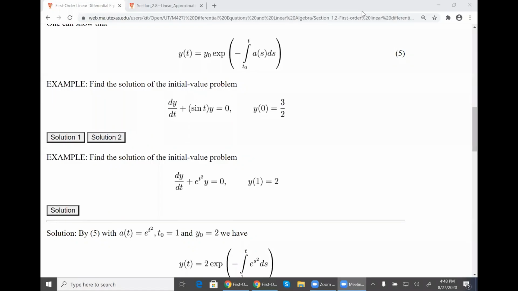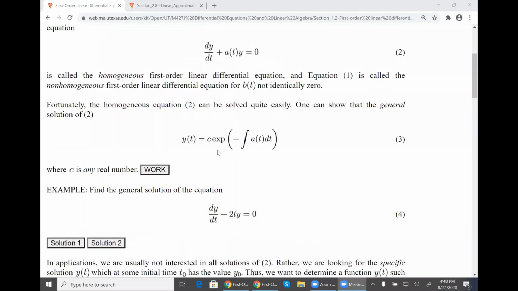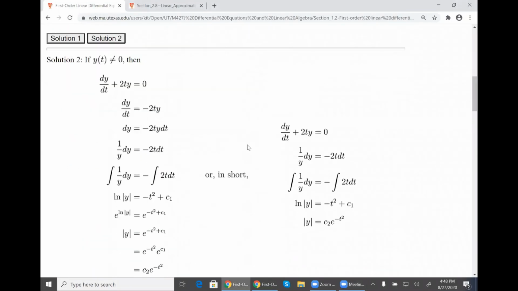I have one more question. Yes. When going through solution 2 and taking the integral of the left side, which is the one with the y's, why do we not add a constant there? Well, good question. So your question is, when we jump from here to here, we add c1 on the right, but not on the left.